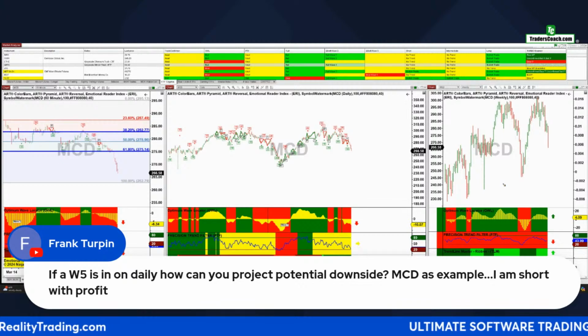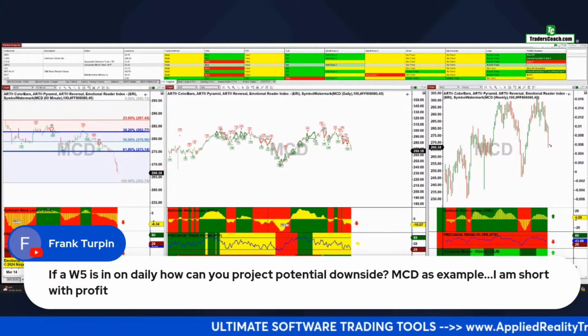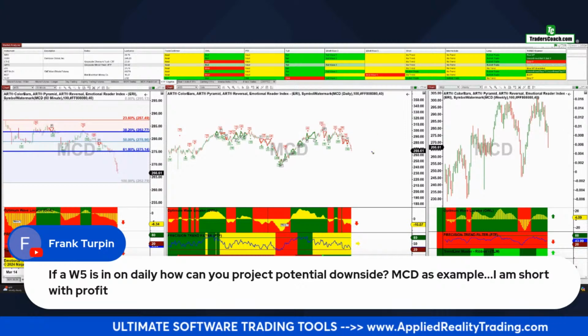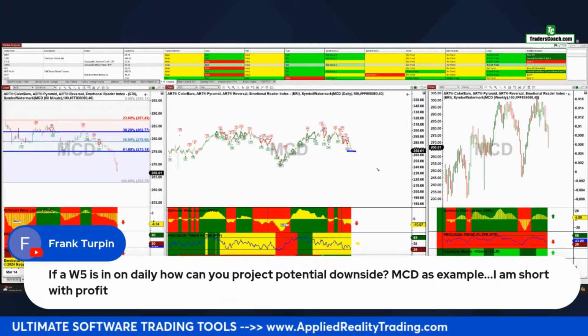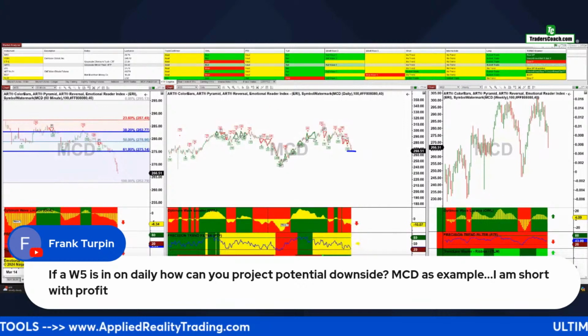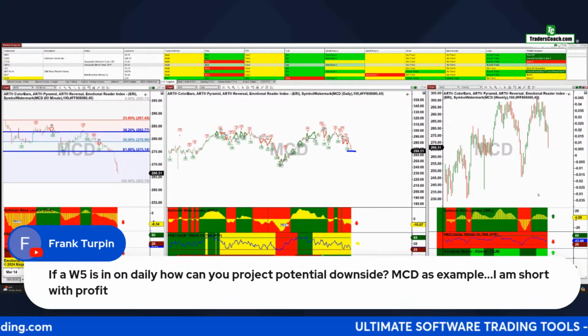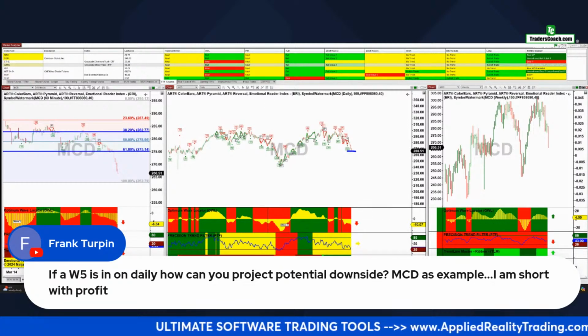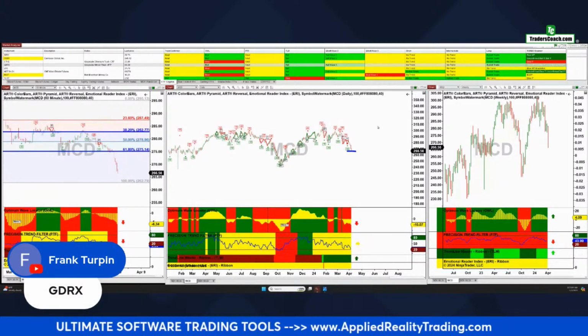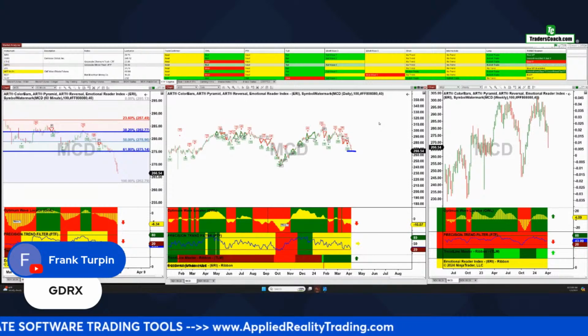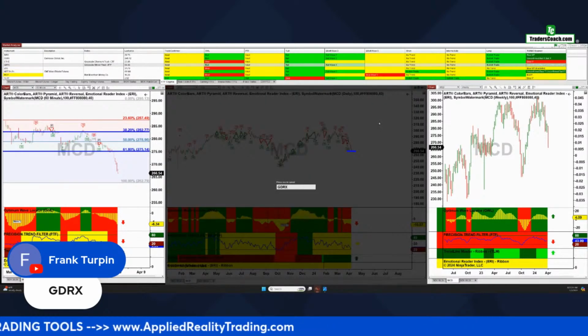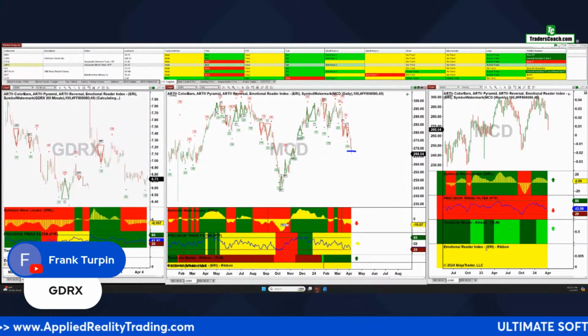Now, see this position here? Okay, this is really quite something. So we're kind of coming down quite a bit on this. So let's see what happens with that, okay? I think that looks pretty exciting for sure. Okay, all right, so there you have that. So that is McDonald's. All right, Frank's back with GDRX. GDRX. Let's take a look.